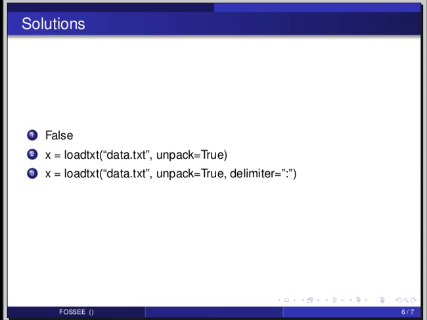And the third one, if a file has 3 columns of data separated by delimiters, we read it into 3 separate sequences by using an additional argument of delimiter in the loadtxt command. That is, x is equal to loadtxt within brackets and in double quotes data.txt, comma unpack is equal to true, comma delimiter is equal to within double quotes semicolon.